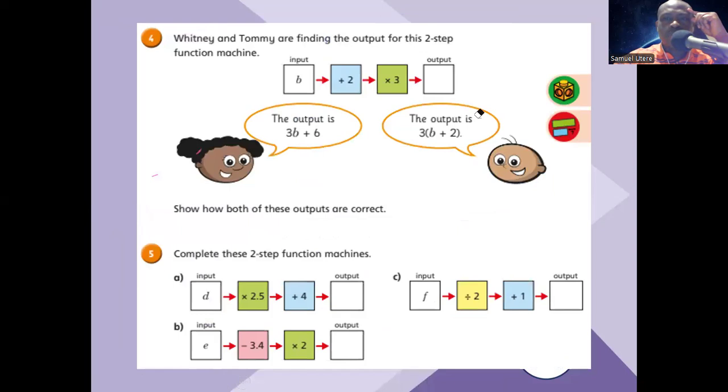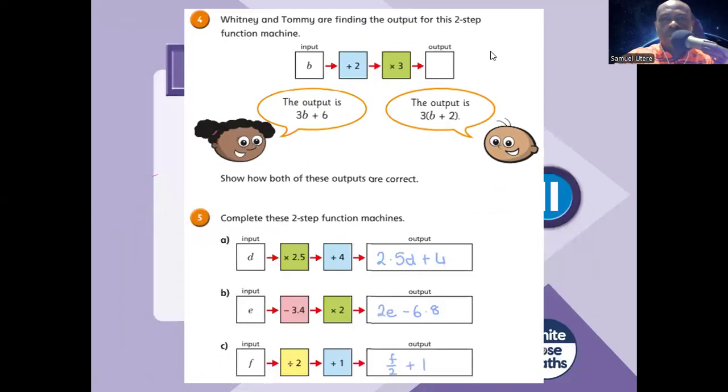I want you to pause the video for about 3 minutes and have a go at questions 4 and 5. Now, assuming you've paused the video and really thought about the solution to these questions, let's discuss the answers. This is the answer to question 4. We're asked, Whitney and Tommy are finding the output for this two-step function machine: h, add 2, and times 3.